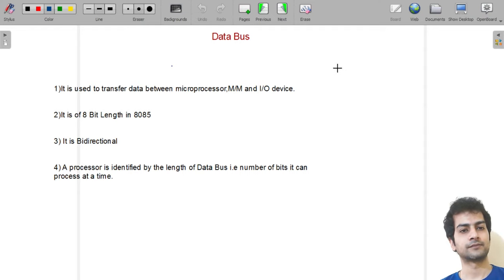Fine. Now coming to the next bus, and that is the data bus. The data bus has multiple roles. It is used to transfer data between the microprocessor, memory, and input-output devices.